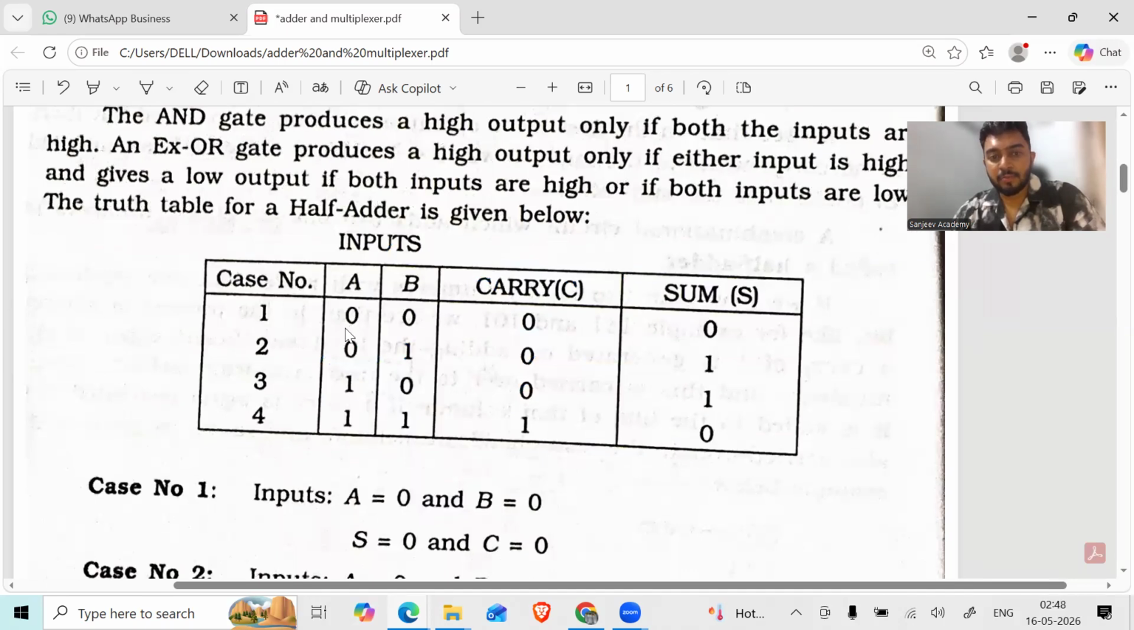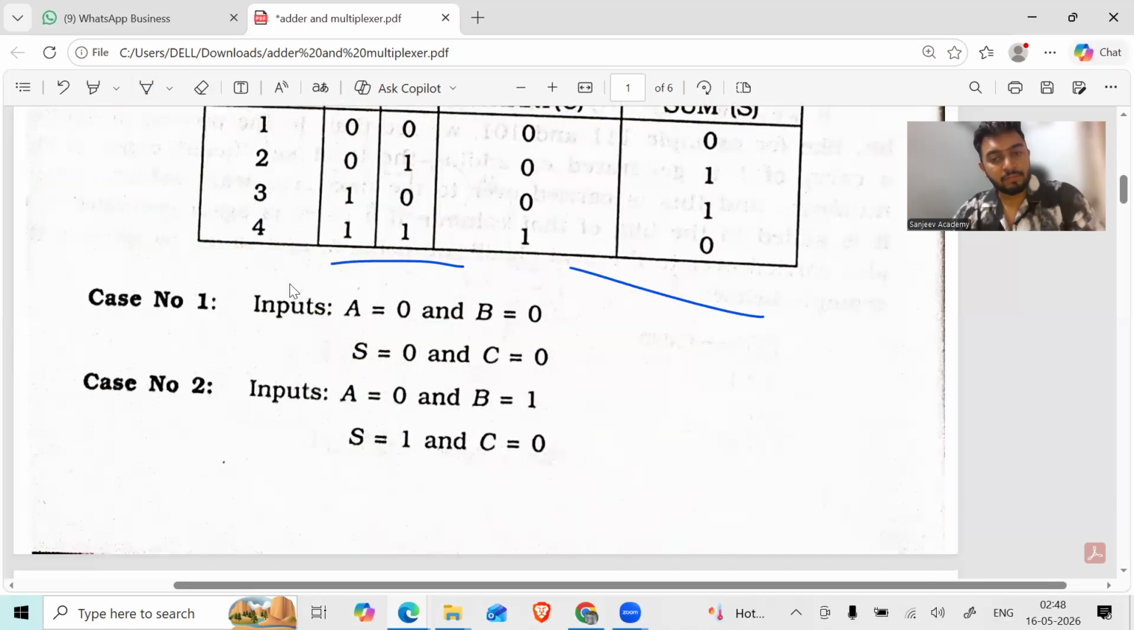Then coming to the input, 0 0, 0 1, 1 0, 1 1. 0 plus 0 is 0. 0 plus 1, what is it? 1. Sum is 1. There is no carry. 1 plus 0 is 1. 1 plus 1 is 10, so carry is 1. So this is for the half adder.